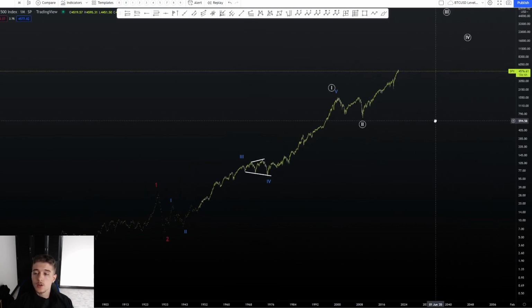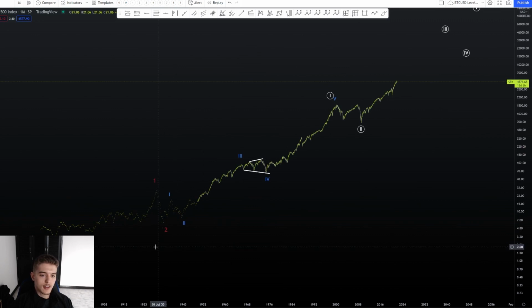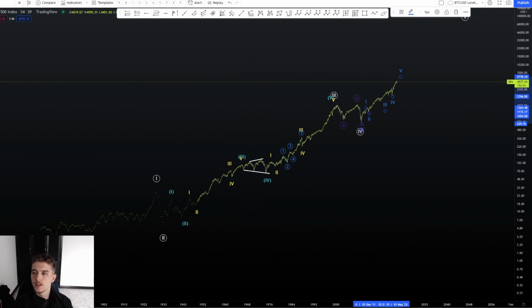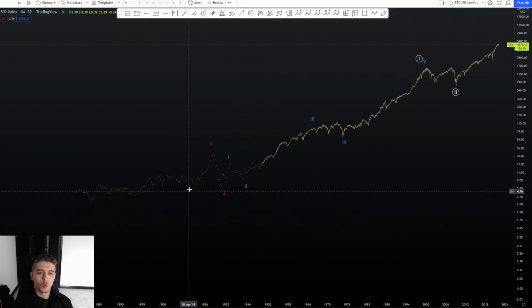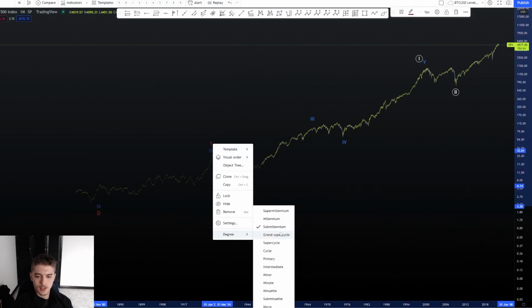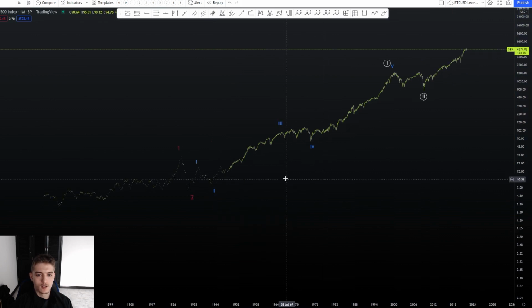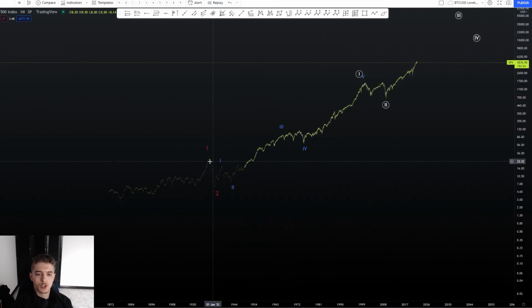The second count that I want to go over for today would be this one here. I don't have all the subdivisions. They would be pretty similar to what I just showed you guys previously in this one right here. But the main premise of this count is that we would be putting a wave 1 to a larger degree. So this would all be, instead of grand supercycle, sub-millennium degree. So this would complete a much larger pattern right here for a 1, 2.